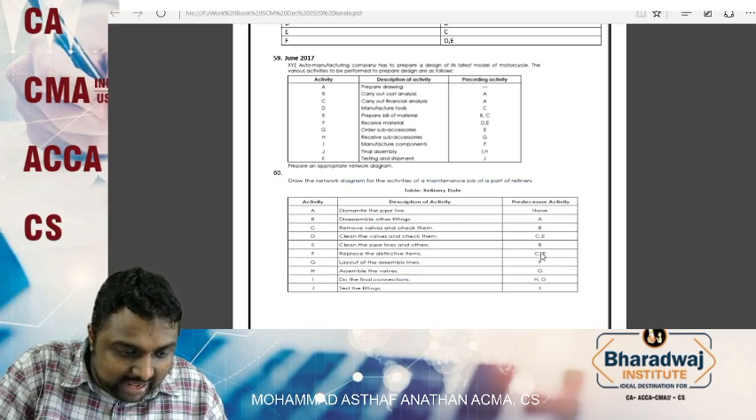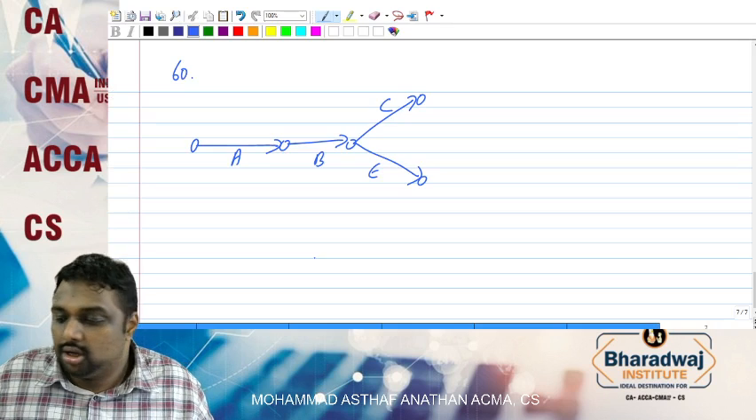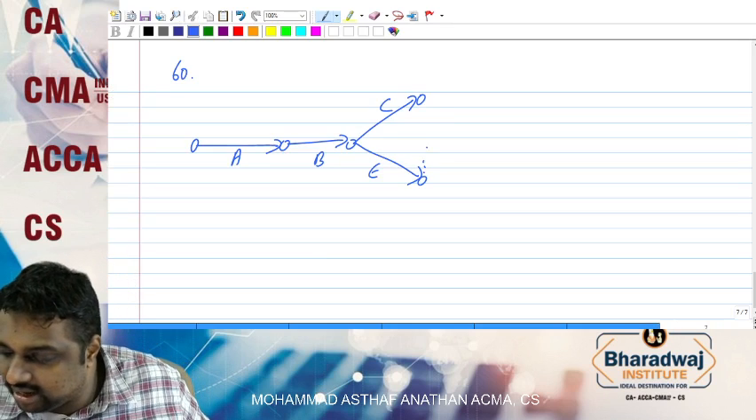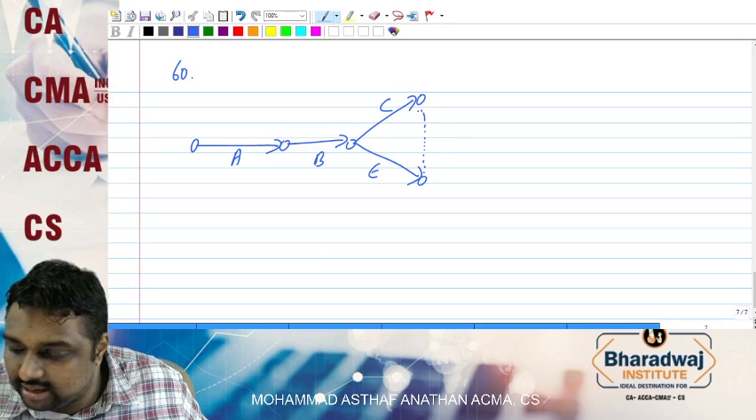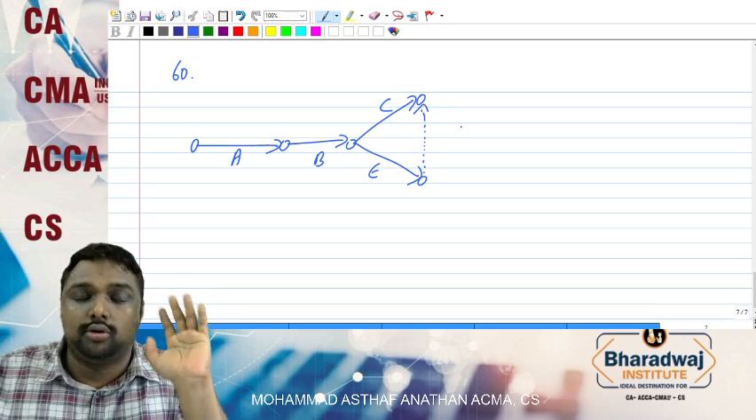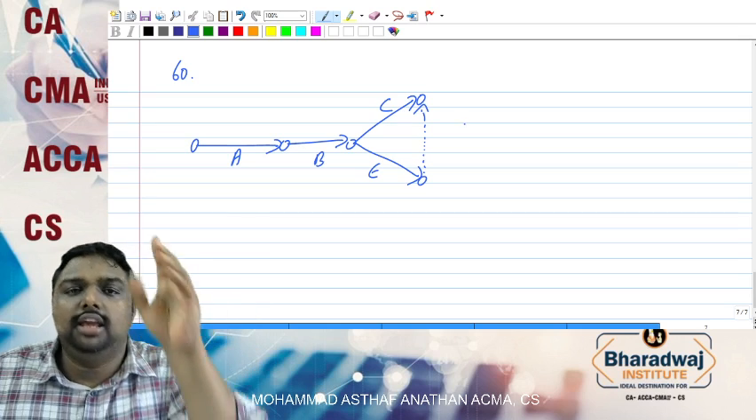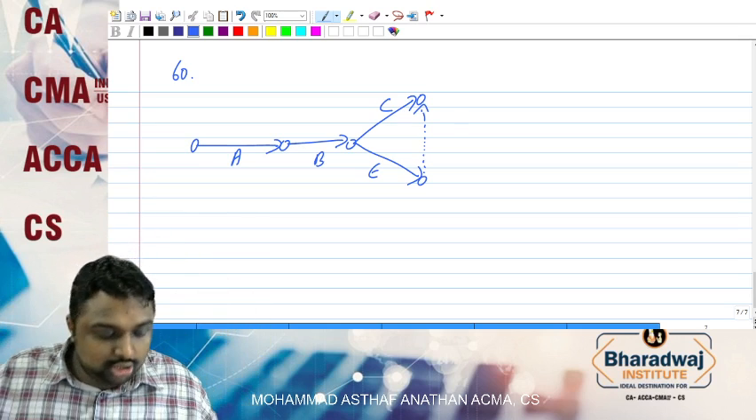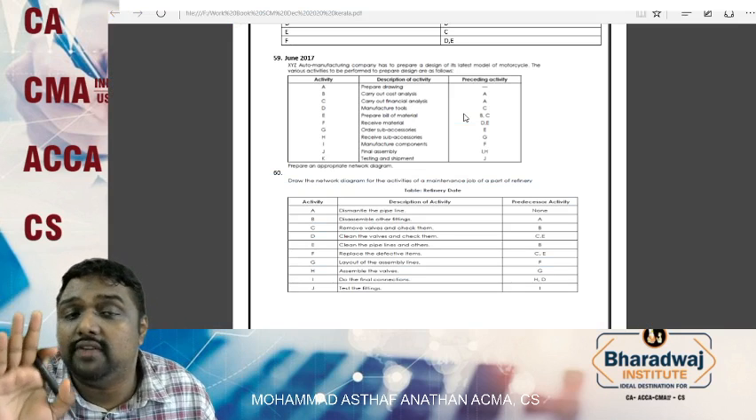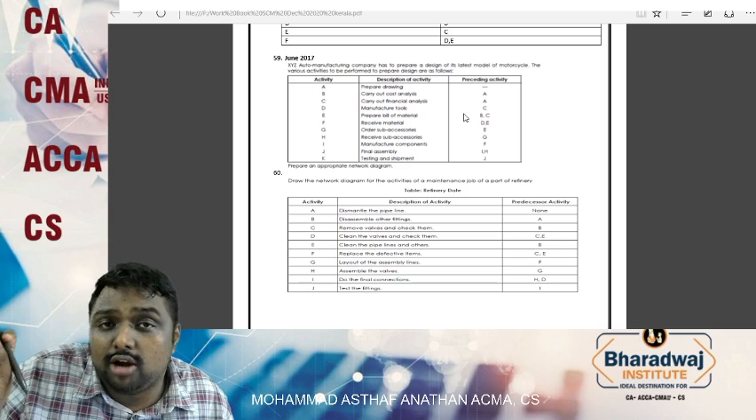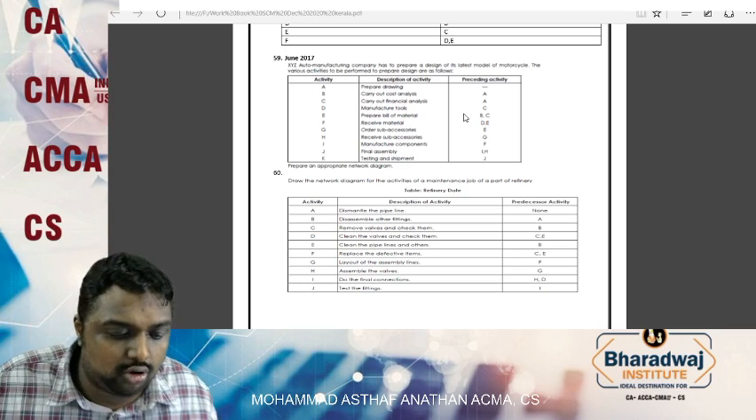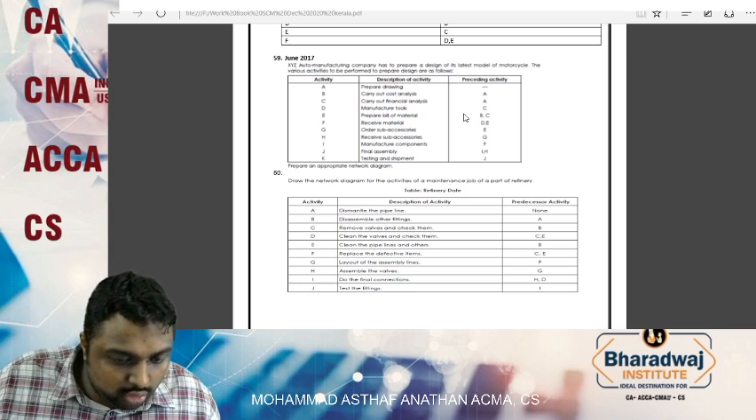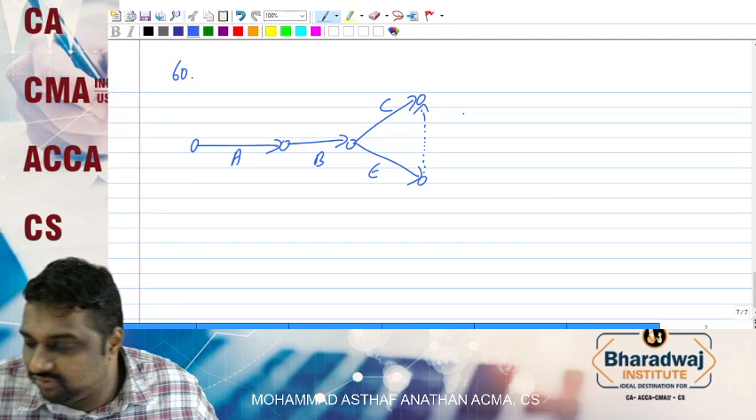Here C and E together we have F. So C and E we can take everything up. See, this you can take either arrow up or down. If you have taken up, if you have taken down, both the answers are correct. So only the C and E drawing rule we have to follow. You need not get exactly the drawing which I have drawn. So C and E together we will have F.